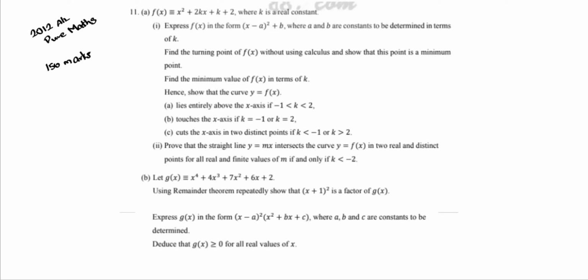2012 A-Level Pure Maths Part 2 question number 11. This consists of a total of 150 marks, covering the remainder theorem and factor theorem part in question B and the quadratic part in question section A. Okay, let's carry on with the discussion.